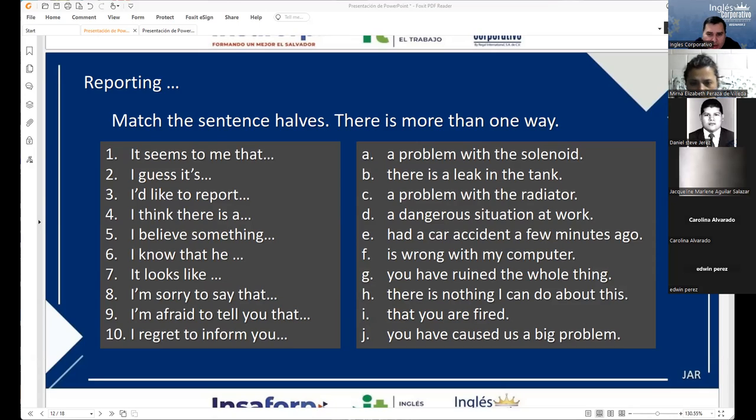Something is wrong with my computer. Algo le pasa a mi computadora, right? You have ruined the whole thing. Has arruinado todo por completo. There is nothing I can do about this. No hay nada por hacer al respecto.